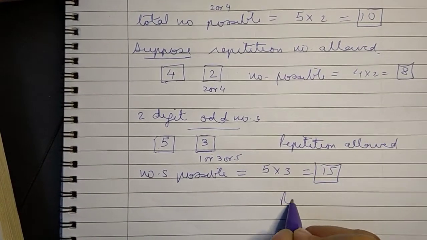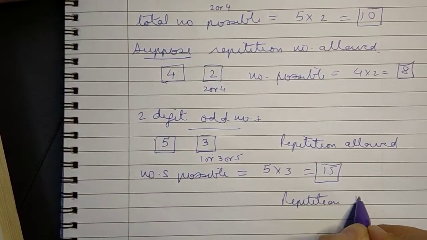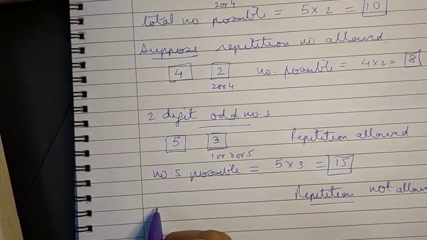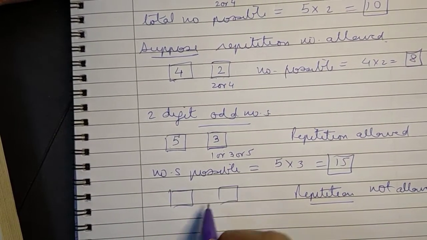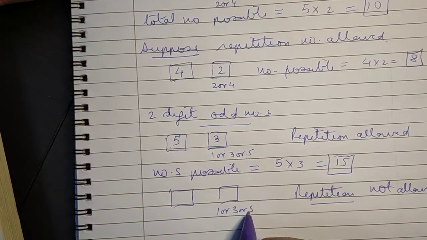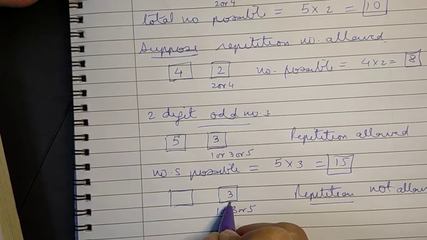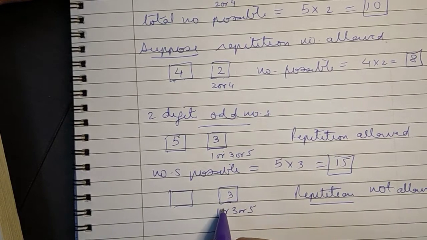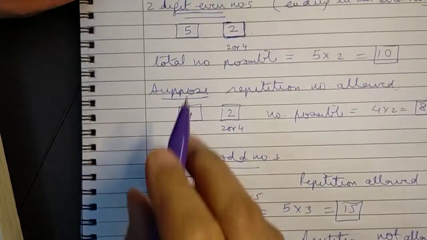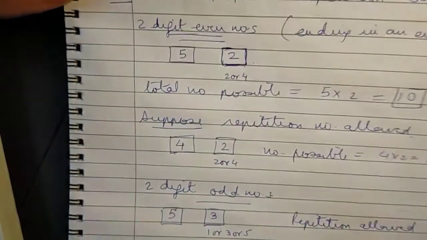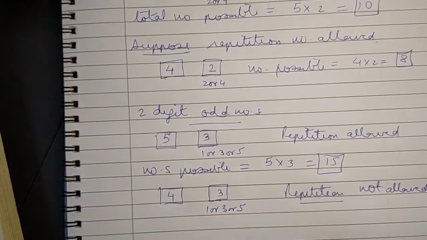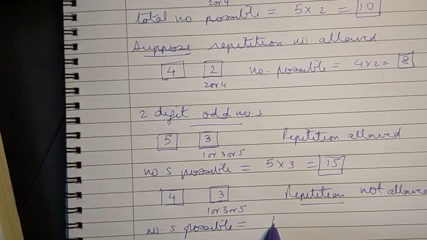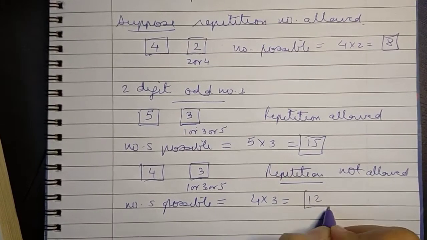And suppose repetition is not allowed, then in this case we have 2 digits to be filled up. Now here 1 or 3 or 5, that is 3 possibilities, and here after using one of them, 2 of the odd numbers are possible and 2 of the even are still there. So only 4 possibilities over here. So you get numbers possible is equal to 4 into 3, that is 12.